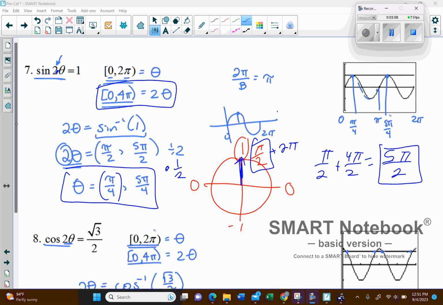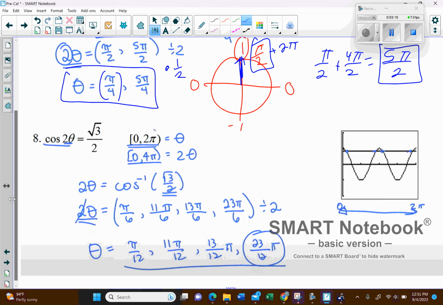Okay, so looking at number 8, it's basically the same thing. You double it and you find where cosine is equal to square root of 3 over 2 on the unit circle, and then you just have to go around the unit circle one extra time because we expanded that parameter, and then you have to divide it back out. And so that's why we ended up with 23 pi over 12.